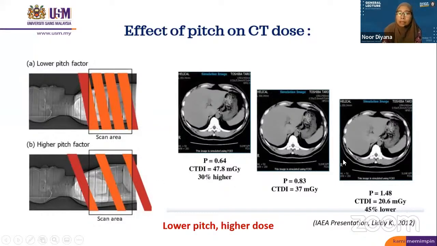This is an example from a LIDC study. This is using 0.83 pitch, and the dose is 37 milligray. But if you use a lower pitch, the CTDI increases by 30%. And when it changes to a higher pitch, which is more than 1, the CTDI is reduced, 45% lower. So when you use a lower pitch, you will get a higher dose.